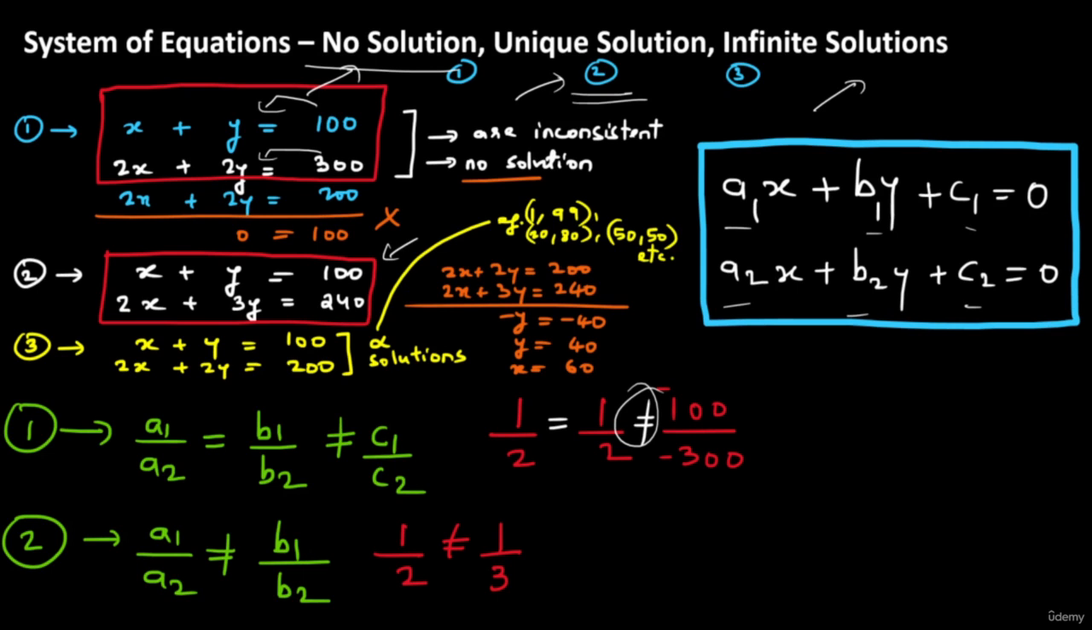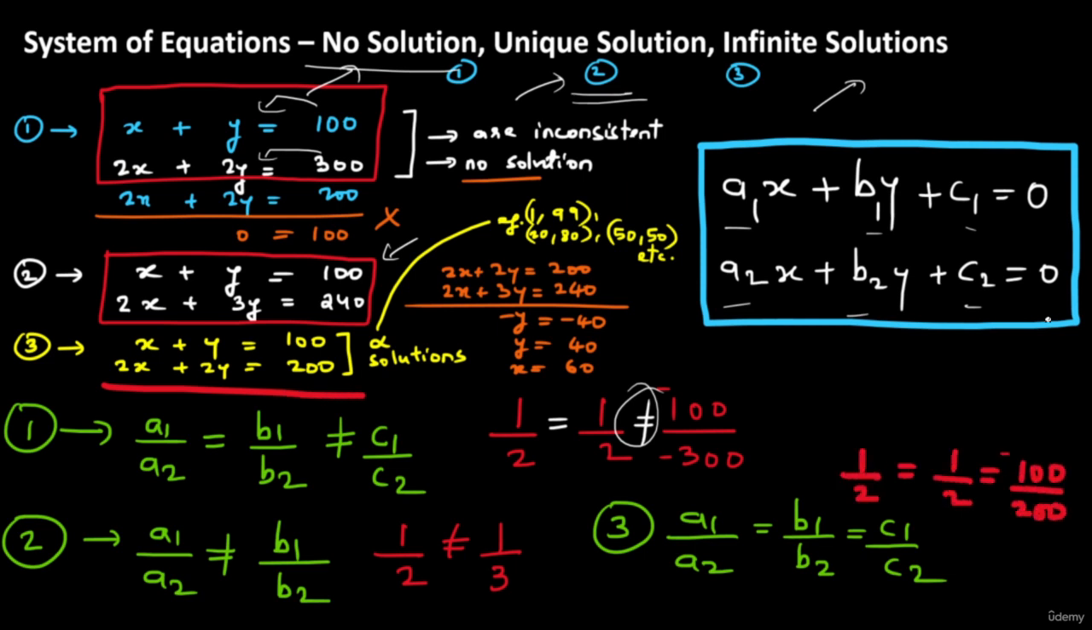Alright, now what about the third criteria? If a1 by a2 is equal to b1 by b2 is equal to c1 by c2, then there will be infinite number of solutions. Let's analyze it over here. We have 1 by 2, 1 by 2 and minus 100 by minus 200, which is also 1 by 2. So it's satisfying this criteria over here and hence we have an infinite number of solutions.